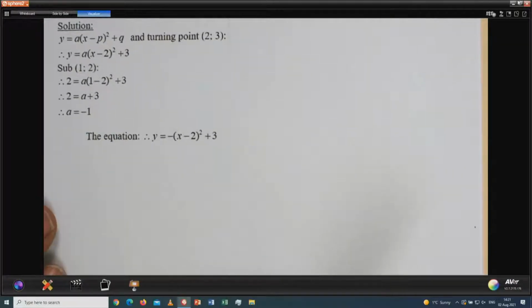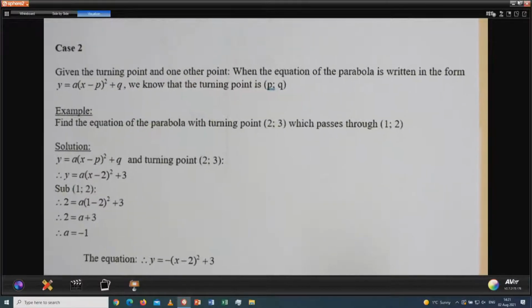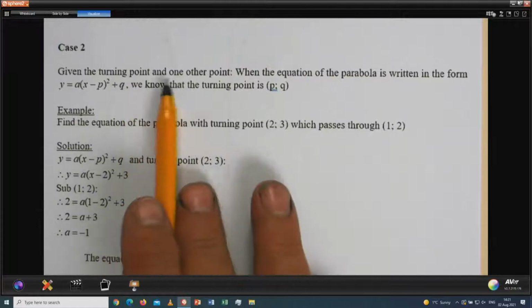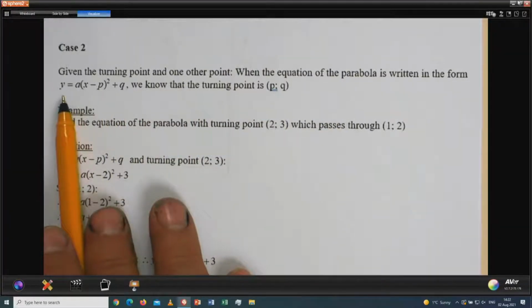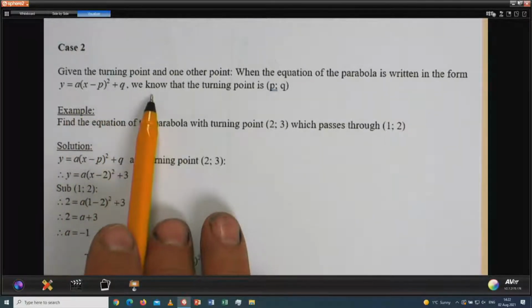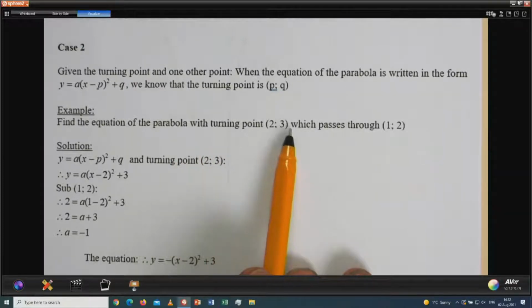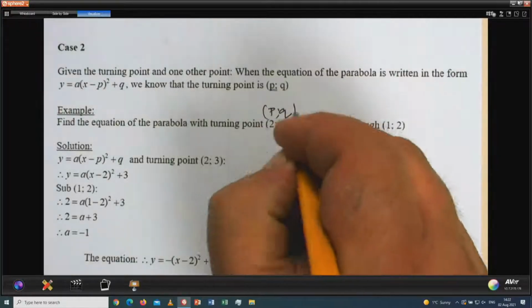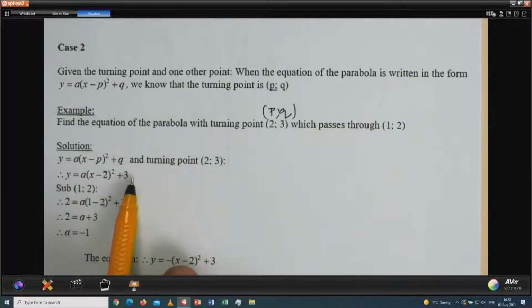The other important concept to know is how do you find the equation if you are given a turning point and a point. You will make use of this equation: y is equal to a times x minus p, all squared, plus q. Now your first step is to substitute your turning point. That's your p and your q value. So the p is equal to 2 and your q is equal to 3.